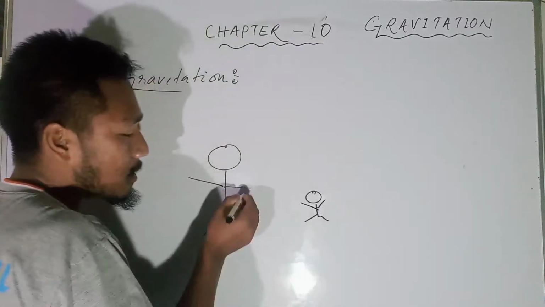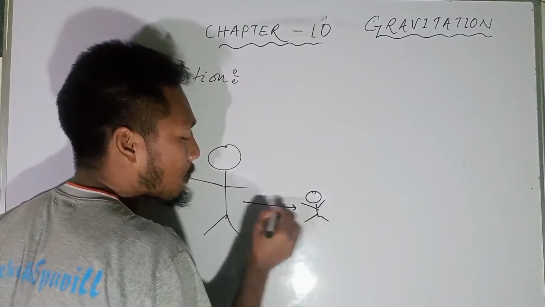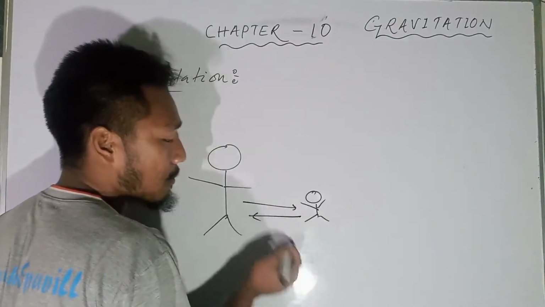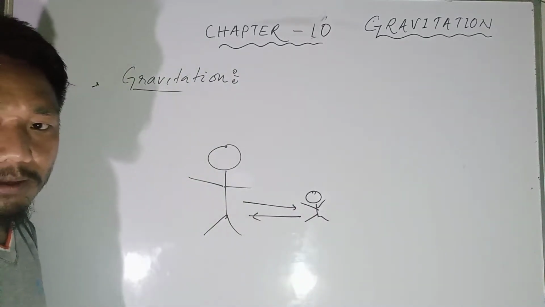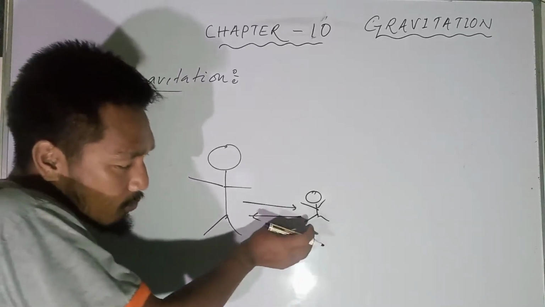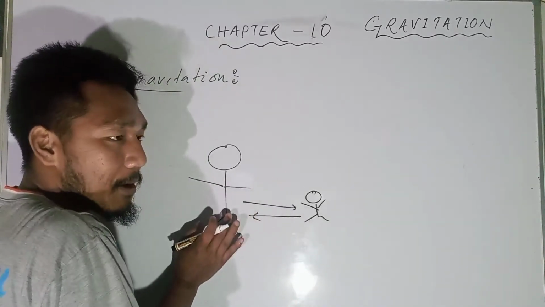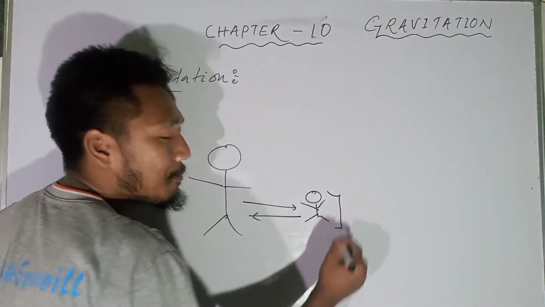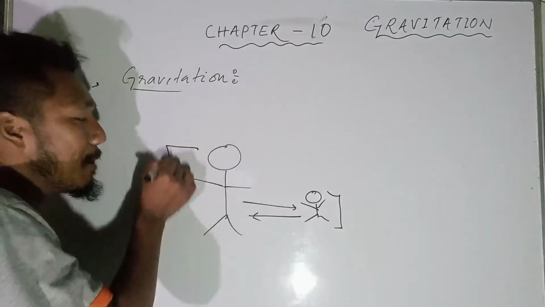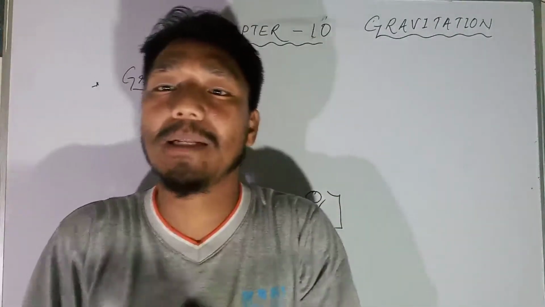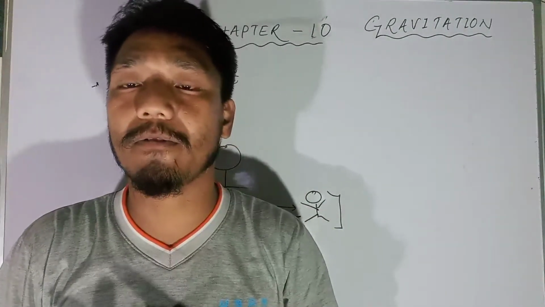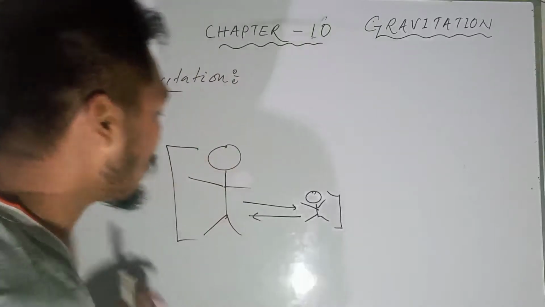Okay, so these two are having a pull, the force of attraction. This one is pulling toward him, this one is trying to pull toward him, and this one is also trying to pull towards him. He is also trying to exert a force on him, but his force becomes negligible as compared to him, right? Because he's a big guy. So that example is taken when you compare the force of attraction.